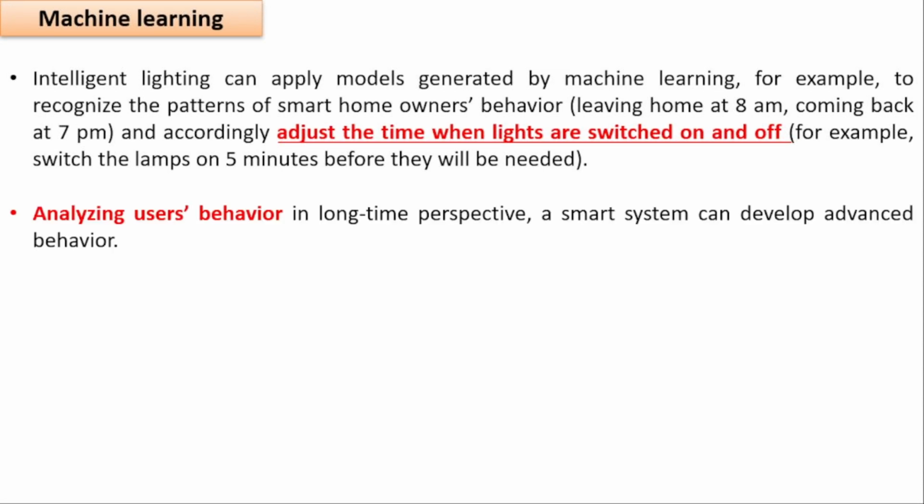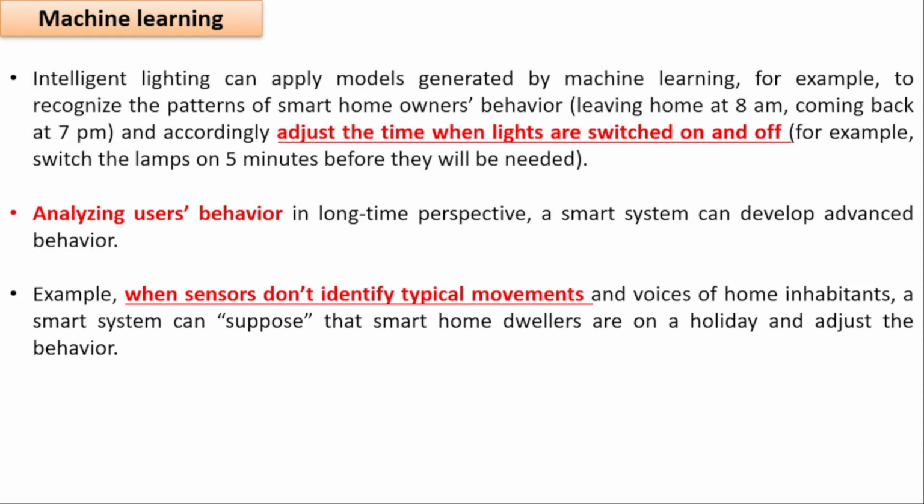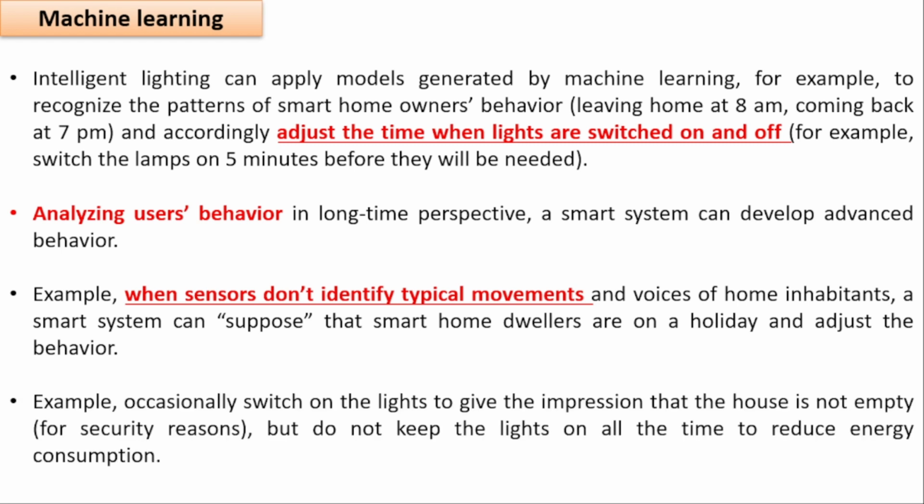By analyzing users' behavior over an extended period, a smart system can evolve its understanding of advanced behavior patterns. For instance, if sensors fail to detect typical movements and voices of residents, the smart system might infer that the occupants are on vacation and adjust its behavior accordingly. Moreover, it could intermittently activate lights to create an appearance of occupancy for security purposes, while also conserving energy by not leaving the lights on continuously.